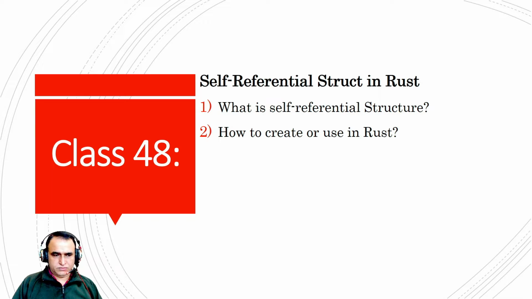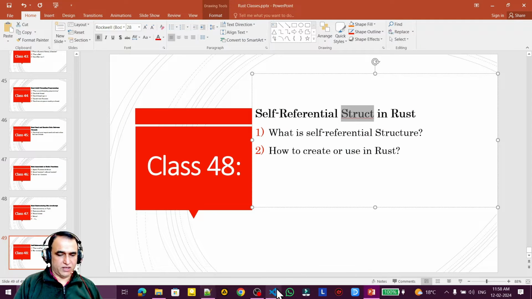In this video number 48, we are going to learn how to create a self-referential structure in the Rust programming language, and we also have to understand what a self-referential structure is, if you aren't aware of it. This concept is very common in the C programming language, because when we create data structures like stack, queue and linked list, we require a self-referential structure in C. The same kind of self-referential structure we can also create in Rust. So how to do that, we are going to understand.